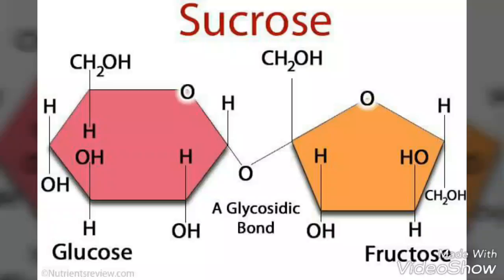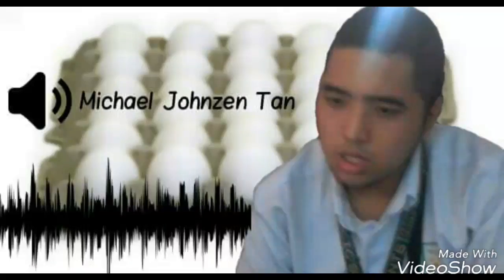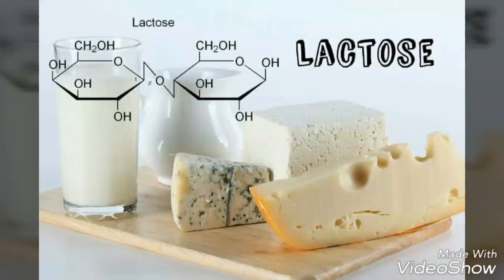The water produced in the process is used for other reactions inside the body. Since fructose is about twice as sweet as glucose, sucrose is sweeter than when it is broken down into its individual components. Lactose, on the other hand, is often called milk sugar. It's made out of glucose and galactose.